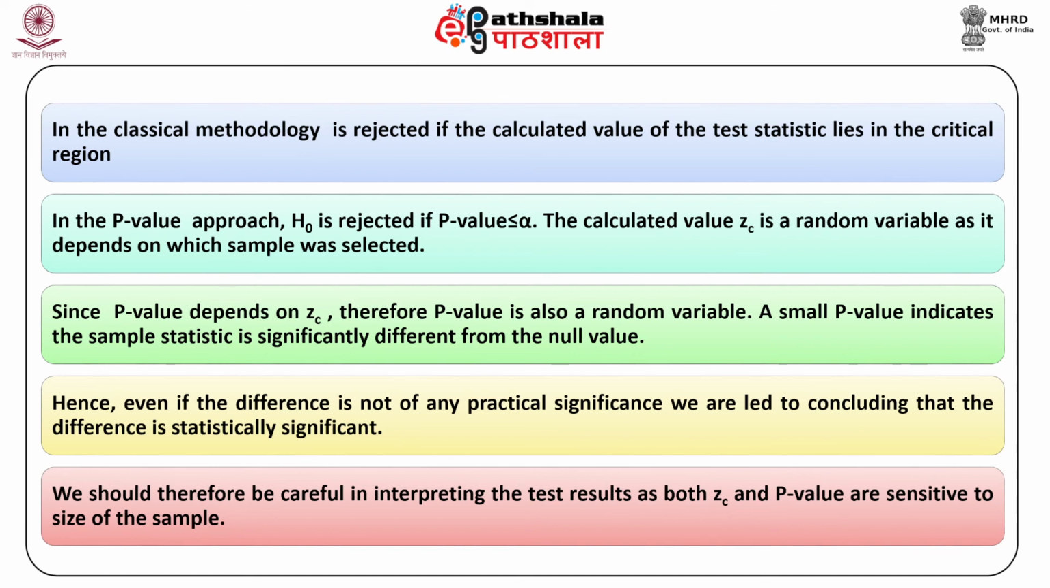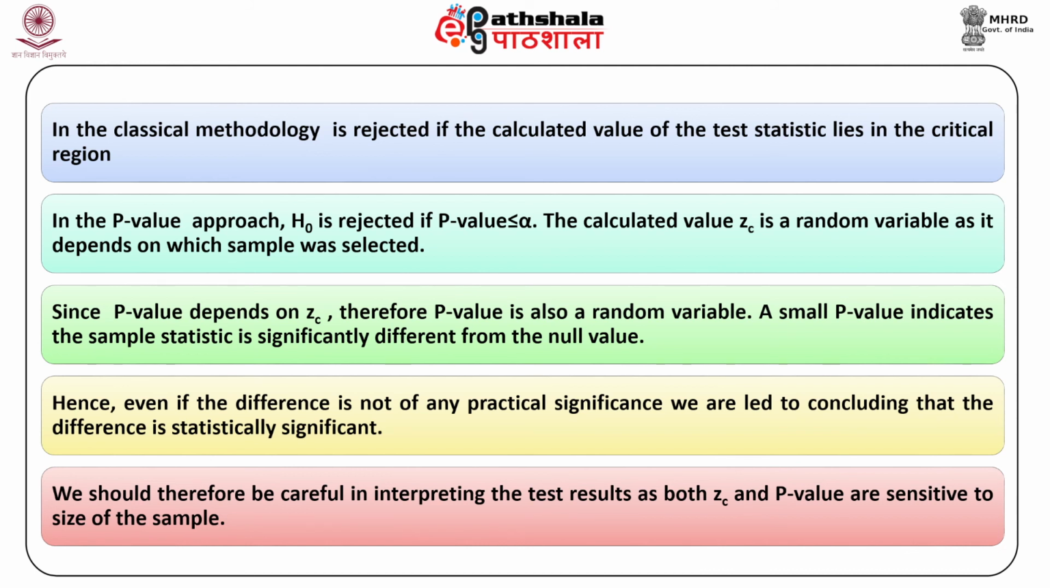In the p-value approach, hypothesis H0 is rejected if p-value is less than or equal to alpha. The calculated value ZC is a random variable as it depends on which sample was selected. Since the p-value depends on ZC, therefore p-value is also a random variable. A small p-value indicates the sample statistic is significantly different from the null value.